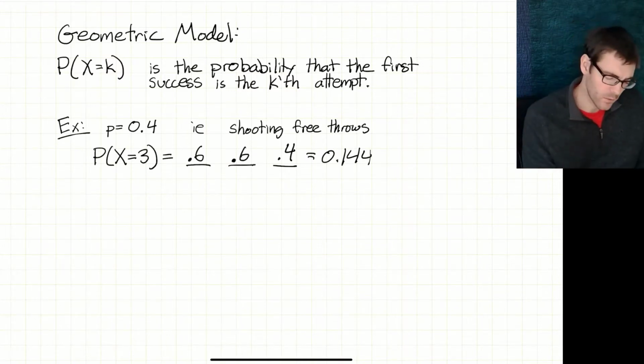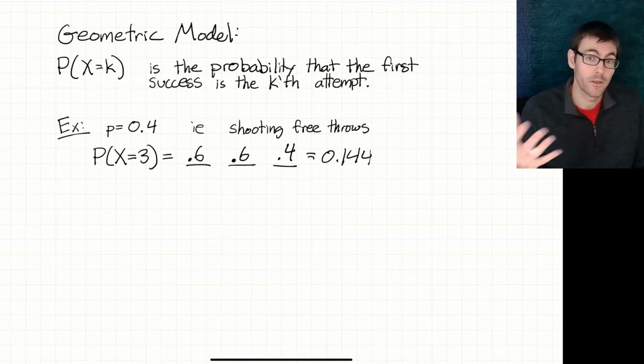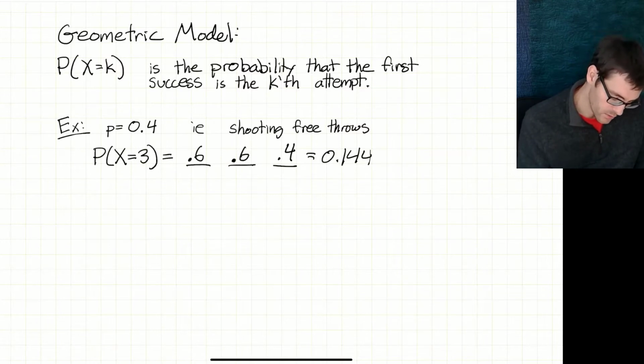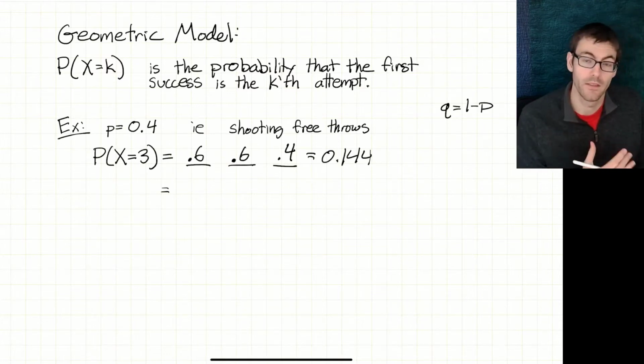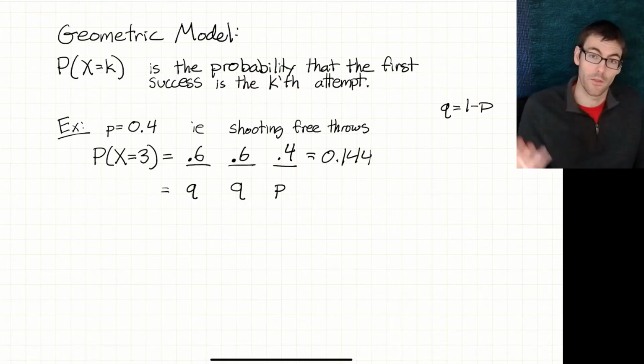Let's break down where these pieces came from and do this in a more general way. This first piece, this 0.6, came from the fact that there was a 60% chance that I missed the first shot. The probability of a failure is 1 minus p, in this case 1 minus 0.4 is 0.6. Put another way, remember, we say that q equals 1 minus p is the probability that you miss. So we had a q probability of missing the first shot, a q probability of missing the second shot, and then a p probability of making the third shot.